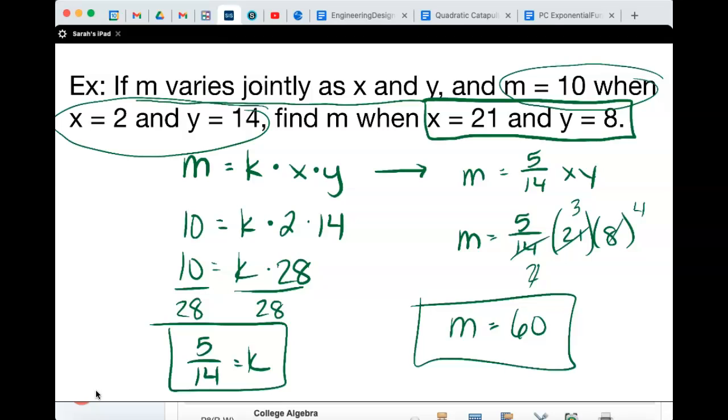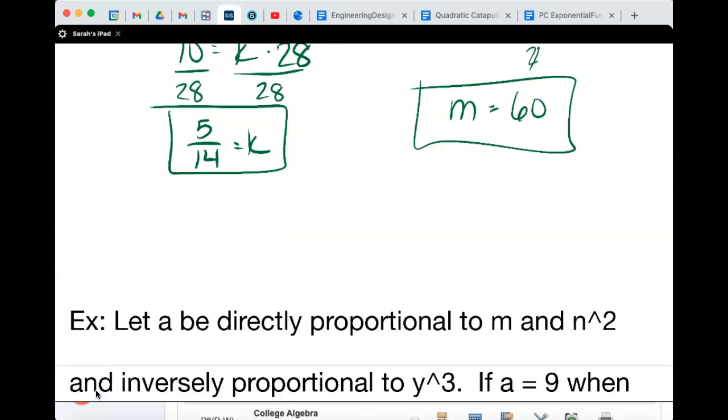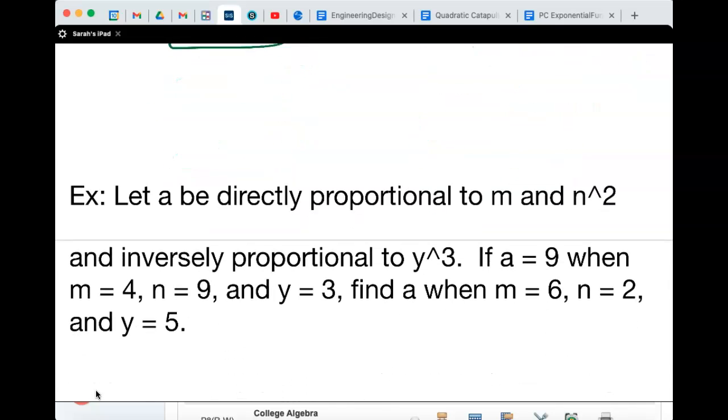So those aren't too bad. A lot easier than the rational functions. Well, less work. We have one more example. So we just have 4 variables instead of 3. The same thing, we should find our variation equation and then use the equation to substitute in.